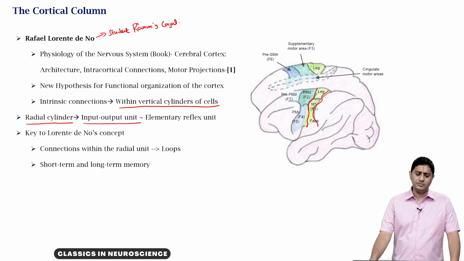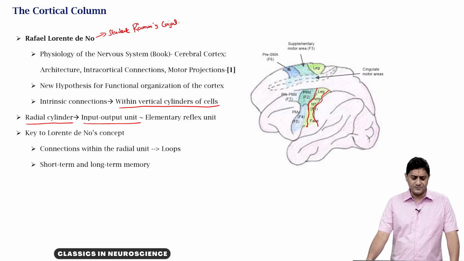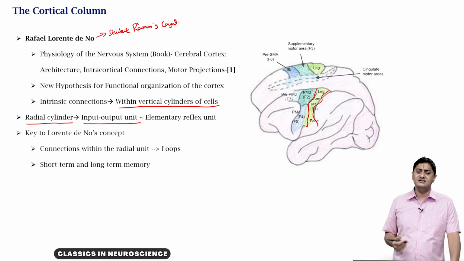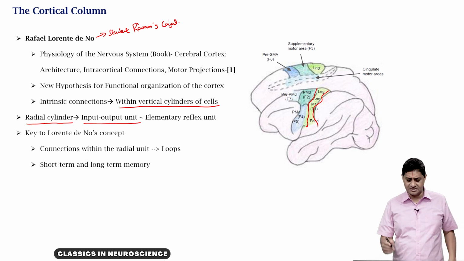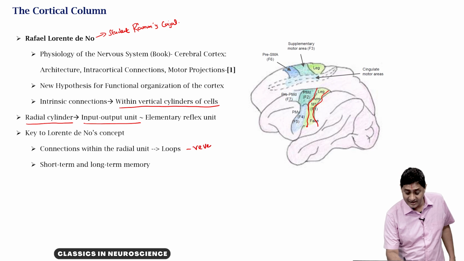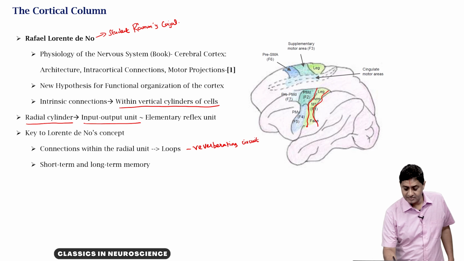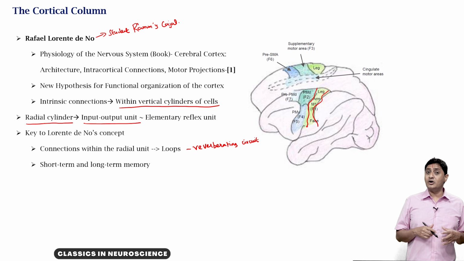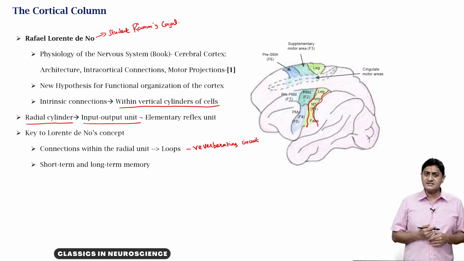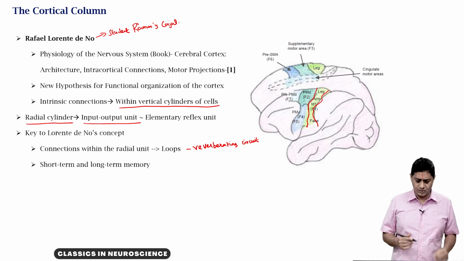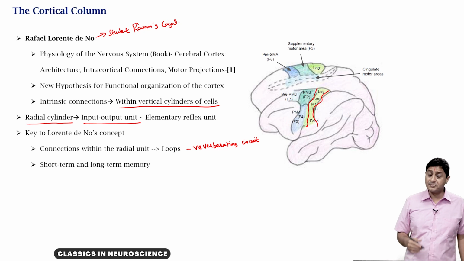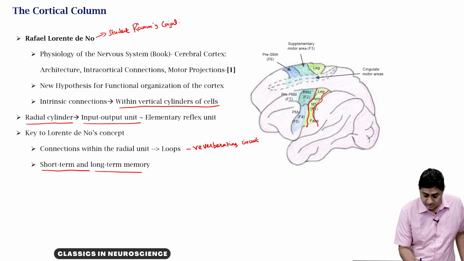So, another critical point to understanding and visualizing Laurent Deneau's concept was that there were loops or connections within the radial unit that excite each other, that could set up reverberating circuits that could keep on exciting each other for a relatively long period of time. These kinds of circuits are believed to play a critical role in the formation and preservation of short term and long term memory.